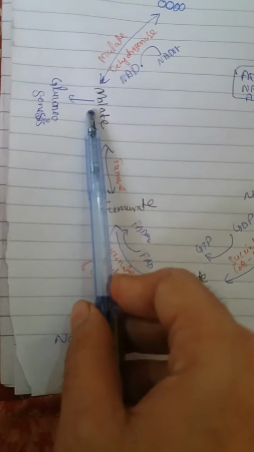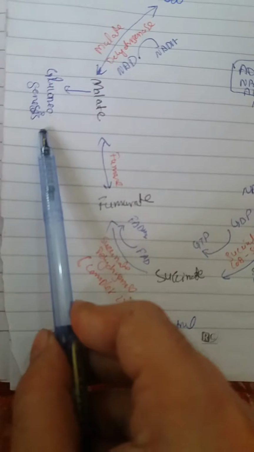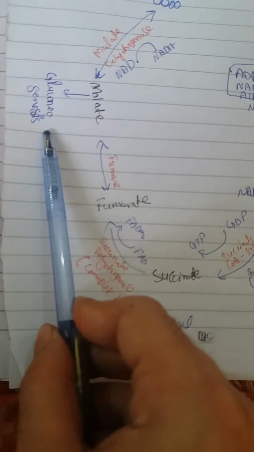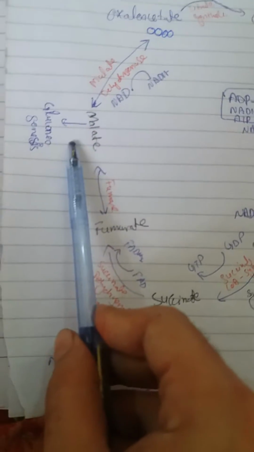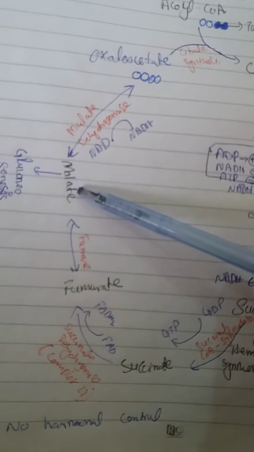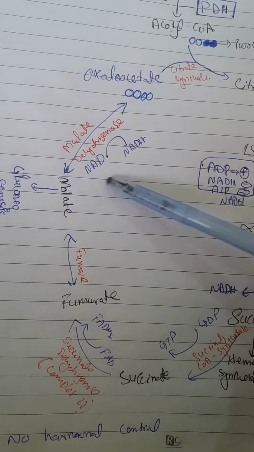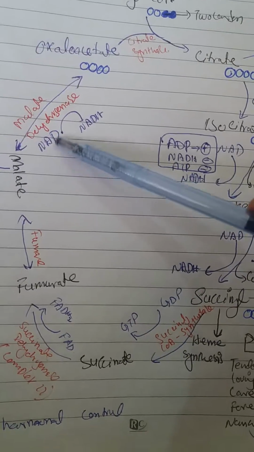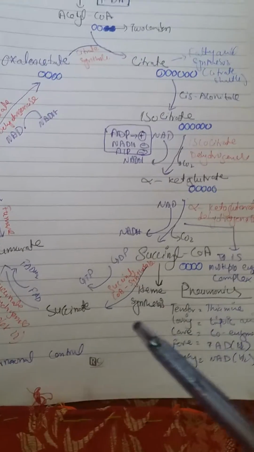The importance of malate is that it is a part of gluconeogenesis, which will be discussed in the chapter on gluconeogenesis. Now malate, which is a 4 carbon unit, is converted into oxaloacetate by the malate dehydrogenase enzyme, in which NAD is converted into NADH, and the whole cycle is complete.